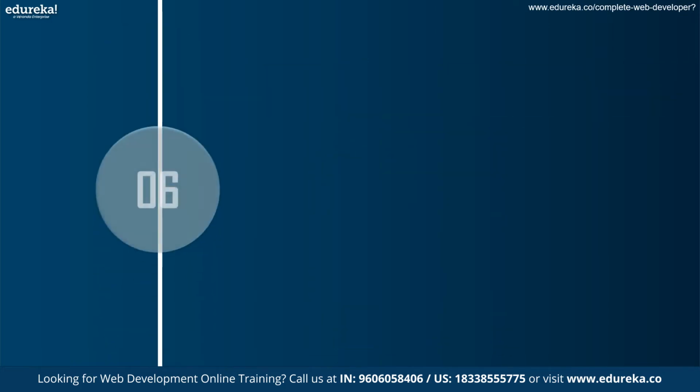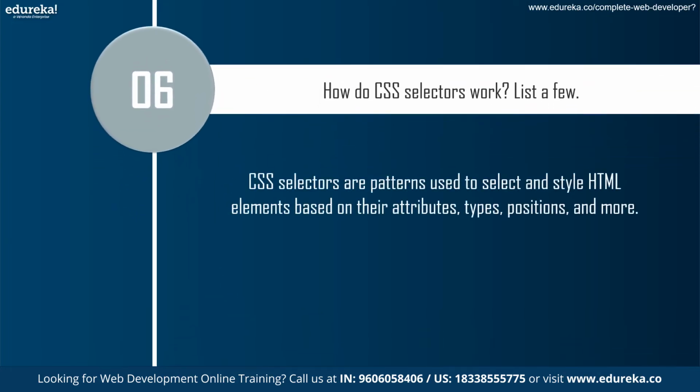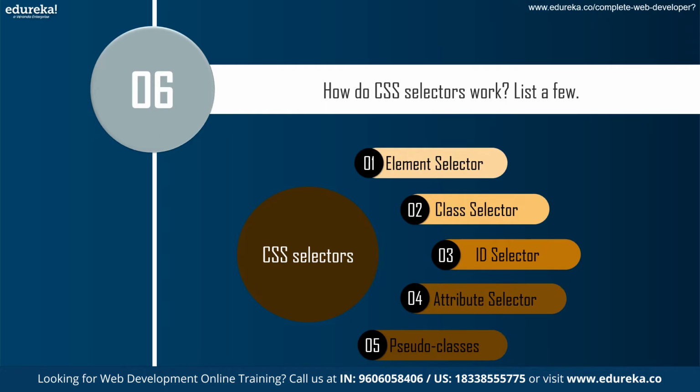Moving on to the sixth question, how do CSS selectors work? List a few. CSS selectors are patterns used to select and style HTML elements based on attributes, types, positions, and more. Here are a few common CSS selectors. Element selector targets elements based on their type. Class selector selects elements with a specific class attribute. ID selector targets a specific element with a unique ID attribute. Attribute selector targets elements based on their attribute values. Pseudo classes select elements based on their state or position.